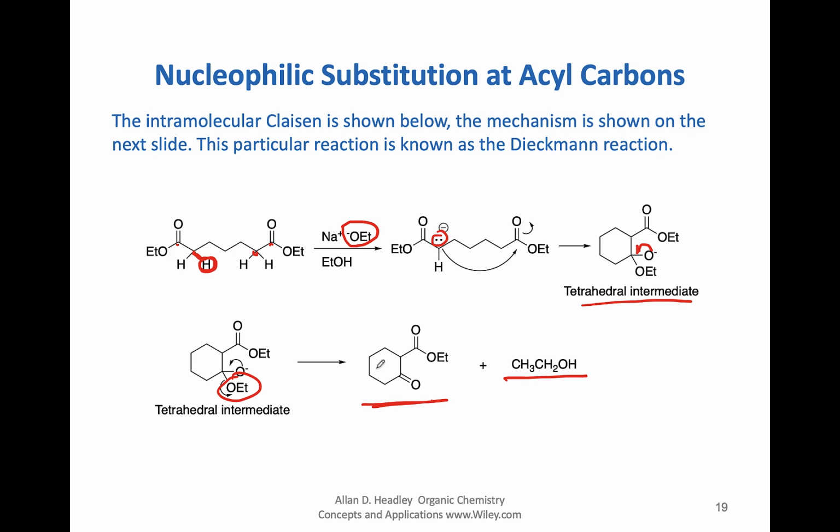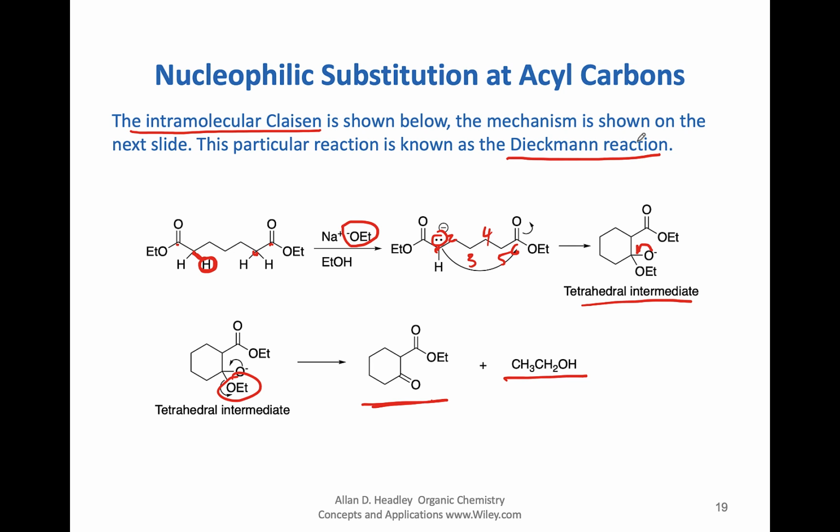Let's make sure we have the correct size for the ring. So this is 1, 2, 3, 4, 5, and 6. So that's a 6-membered ring that is formed. So again, you may want to count your carbons just to make sure you account for all the carbons in that reaction. This type of reaction, an intramolecular Claisen, is known as a Dieckmann condensation.